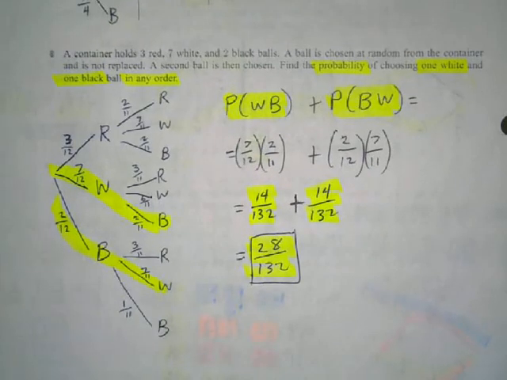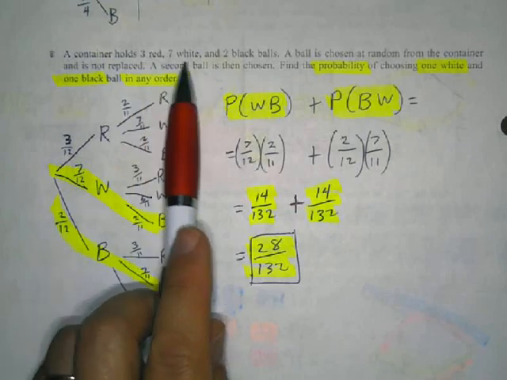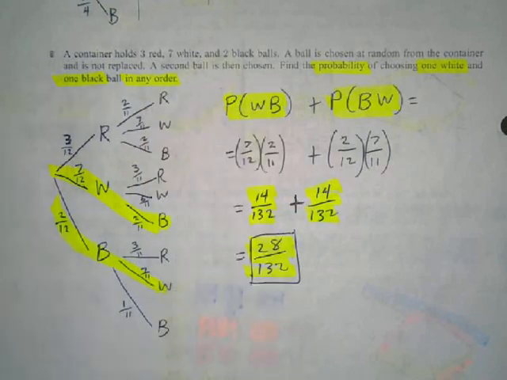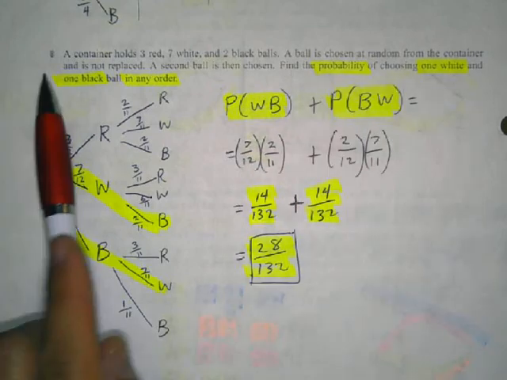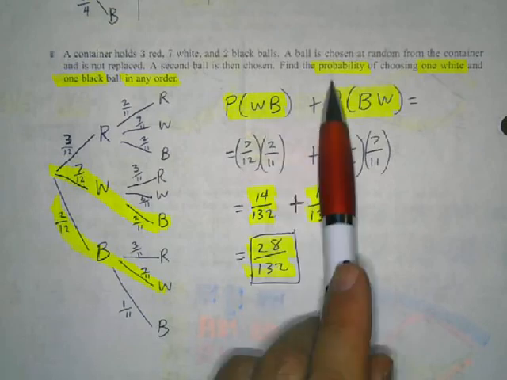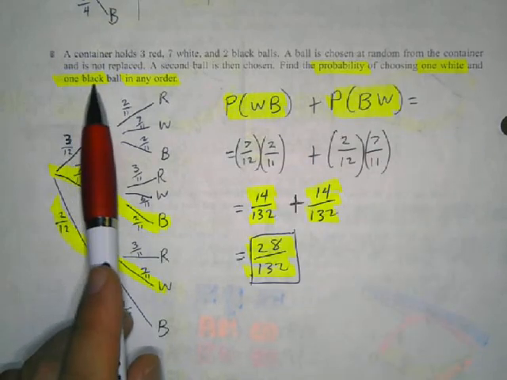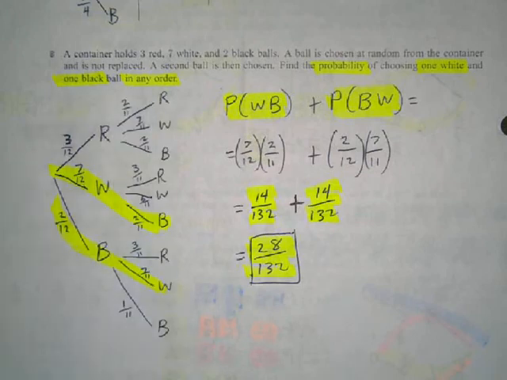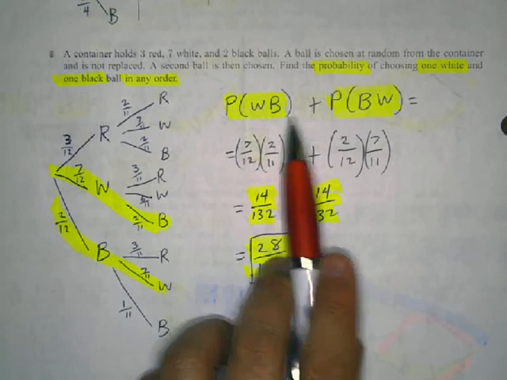Okay, last question. We've got a container that holds 3 red, 7 white, and 2 black balls. A ball is chosen at random from the container and is not replaced, and then a second ball is chosen. So what is the probability that one of them is white and then the next one is black in any order? So we want to find out the probability of getting a white one and then a black one, or a black one and then a white one.